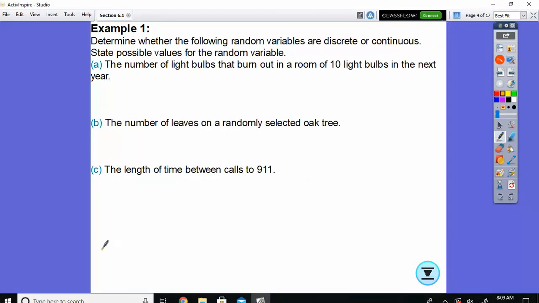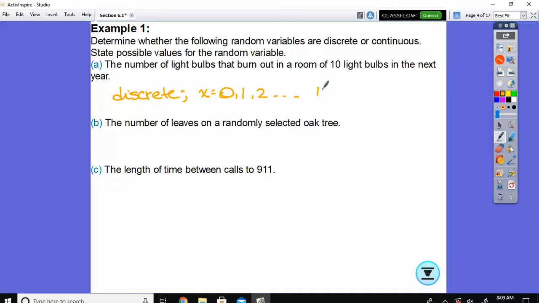So here are my examples. The first one, the number of light bulbs that burn out in a room of 10 light bulbs in the next year. Would that be discrete or continuous? Discrete. We can count those light bulbs. Okay, my possible variables. X could be what values? Except it could be 0, couldn't it? Because they could all last.